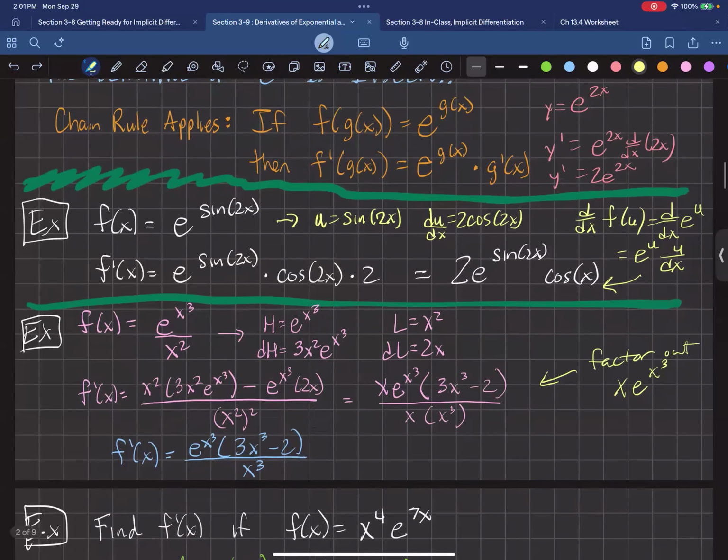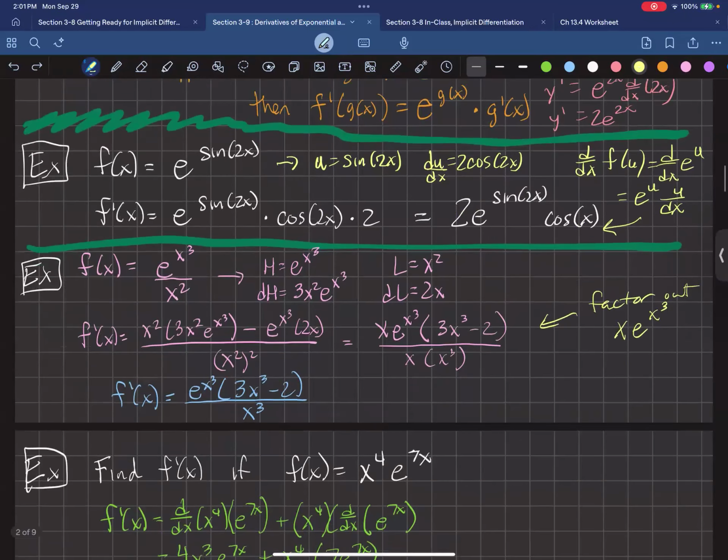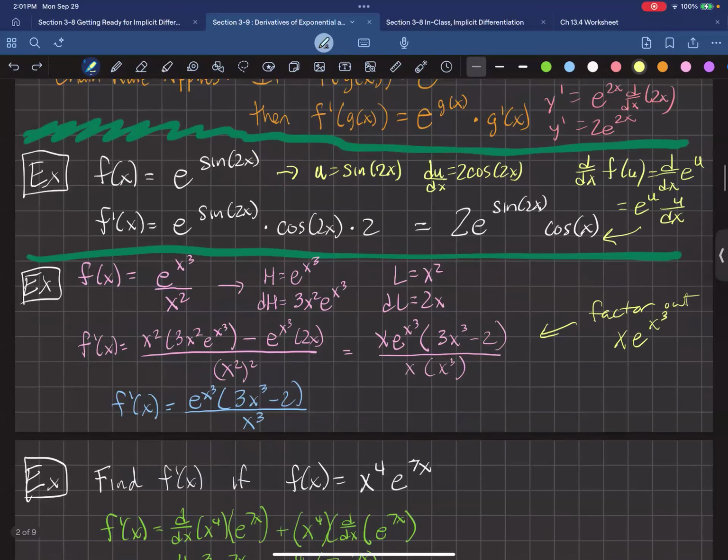All right, I want you to give it a try on this one. If f of x equals x to the 4th, e to the 7x, find f prime of x. Pause the video and see what you get. All right, I'll assume you did. This is a product rule, so we're going to take the derivative of x to the fourth and leave e to the 7x alone. And then we add it to x to the fourth times the derivative of e to the 7x.